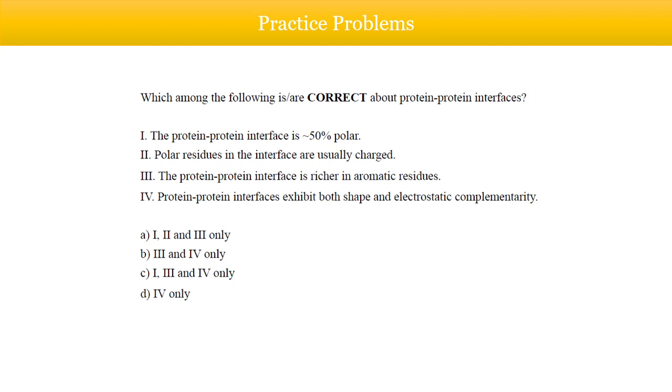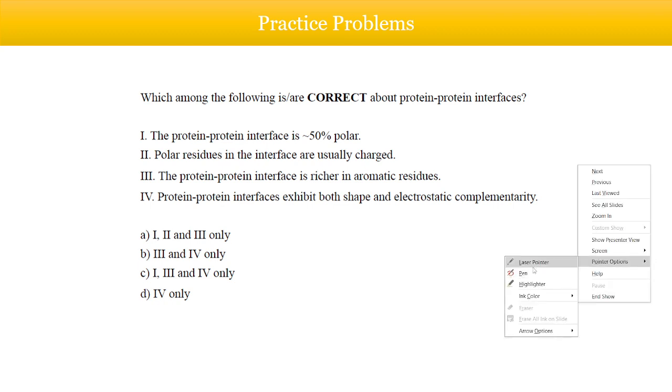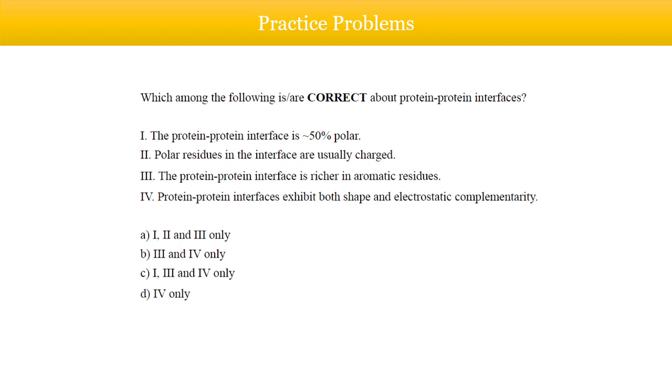Okay, now let us discuss the questions. The first question says: which among the following is or are correct about protein-protein interfaces? The options are: the protein-protein interface is 50% polar; polar residues in the interface are usually charged; the protein-protein interface is richer in aromatic amino acid residues; protein-protein interfaces exhibit high shape and electrostatic complementarity.